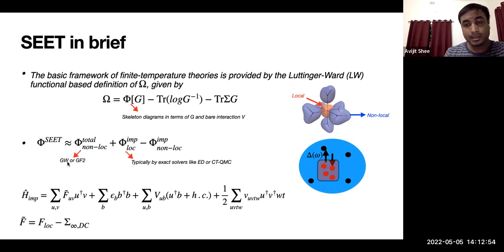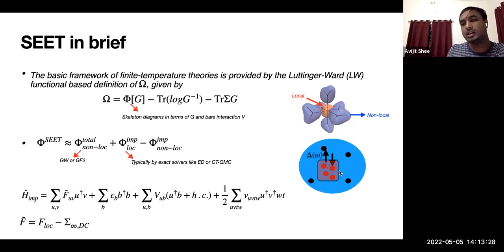And here one important point is that when we divide into local and non-local parts, there is a term in the Hamiltonian which takes into account the interaction between these two parts of the system. And here in this cartoon, I have shown.